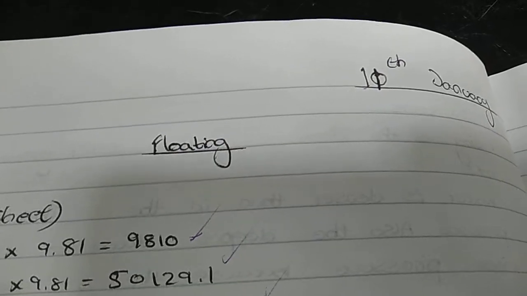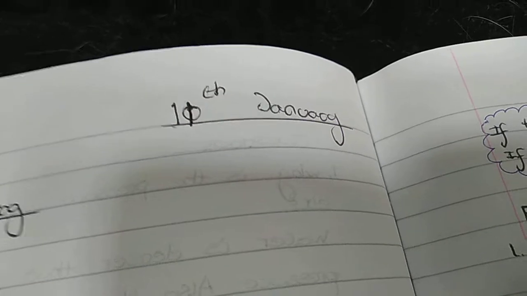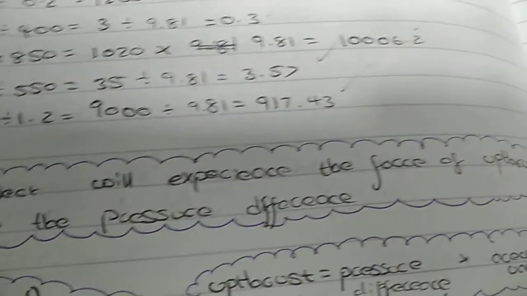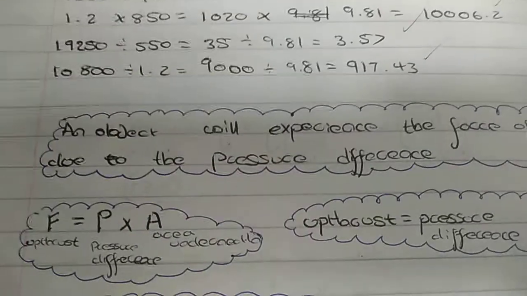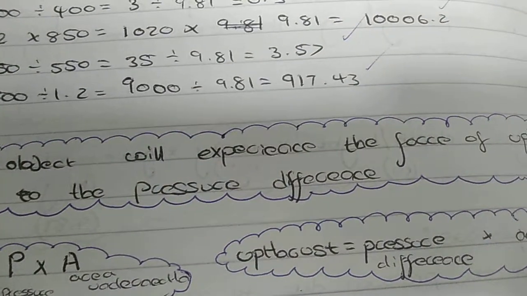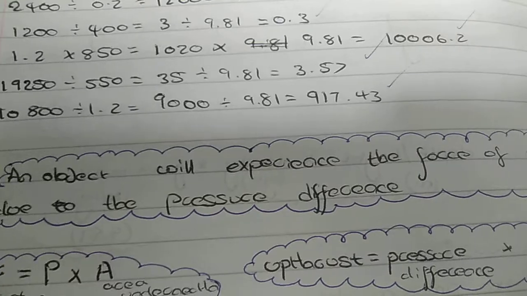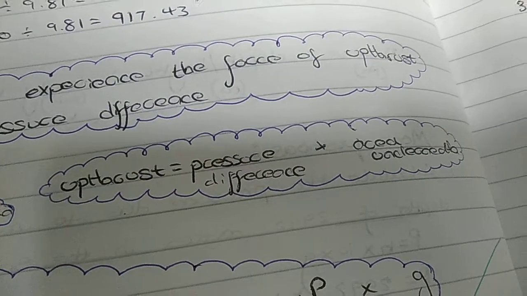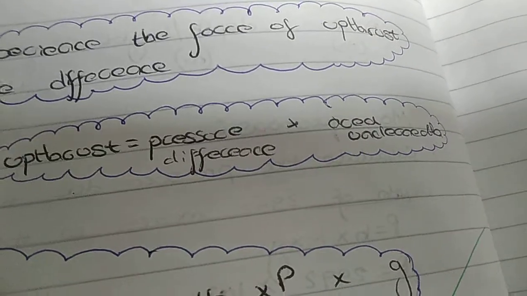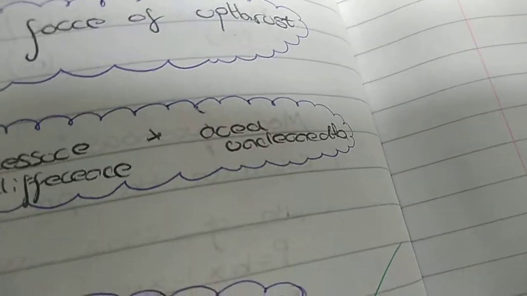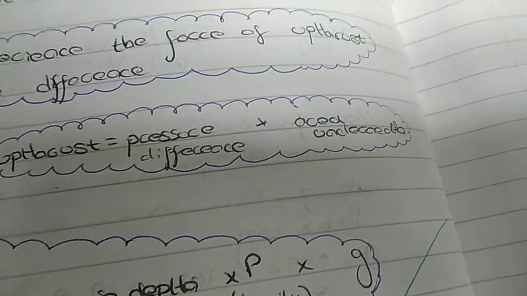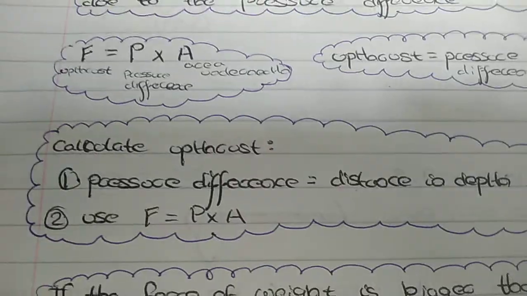Now then, let's move on to floating. And as you can see, I messed up on the date. I'm such an idiot. An object will experience the force of upthrust due to the pressure difference. That is good to know. Oh look, another useful equation. Upthrust equals pressure difference times area underneath. You probably need to learn that.